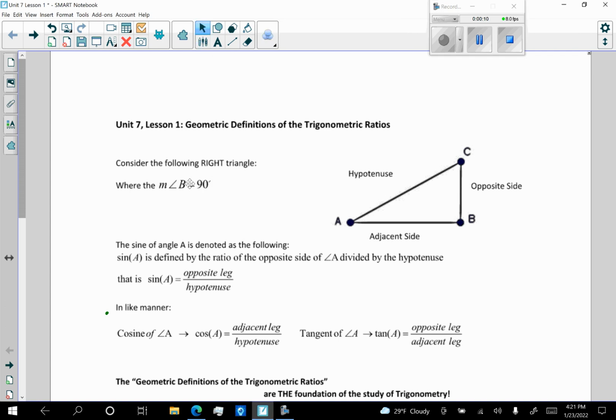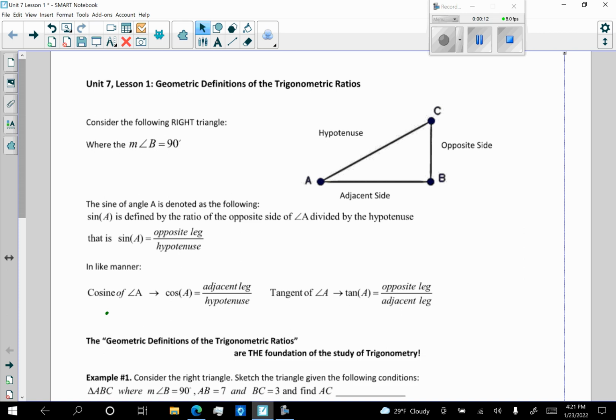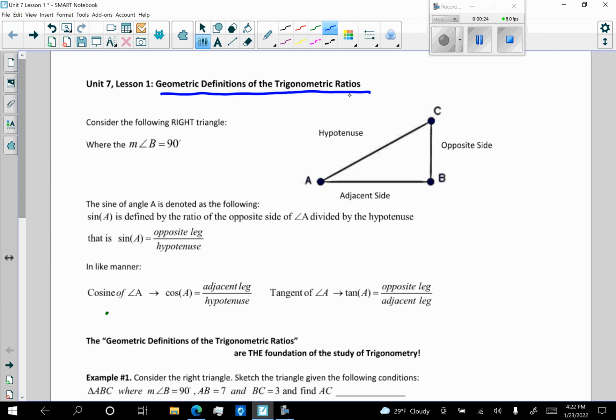Today we're going to start Unit 7, Lesson 1. This is the first lesson here. Unit 7, Lesson 1 is a review of some topics that you talked about back in your geometry class. Nevertheless, very important lesson in our study of trigonometry. The geometric definitions of the trigonometric ratios are fundamental in understanding the formal study of trigonometry. So let's jump right in there.